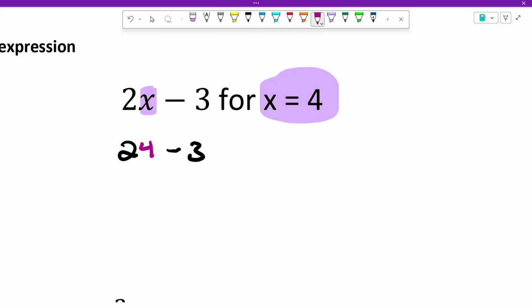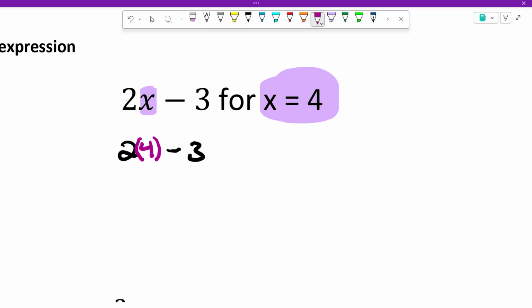Now, something doesn't look right. This is a multiplication. It's 2 times x. So whenever you replace a letter with a number, it's generally very safe to always do it with brackets. So it's 2 times 4, right? So be careful with that. Always put brackets in so it doesn't look like a number 24, right?